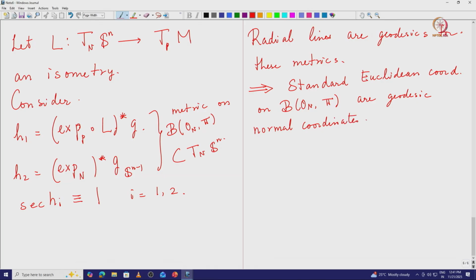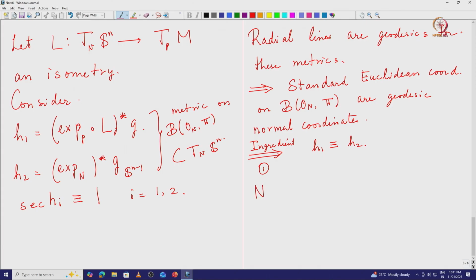Okay. Then by our ingredient 1, this implies that H1 has to be identically equal to H2, right, because on a geodesic normal neighborhood any metric is given in polar coordinates by that explicit formula. So, both H1 and H2 are given by that explicit formula. So, they have to be identically the same.